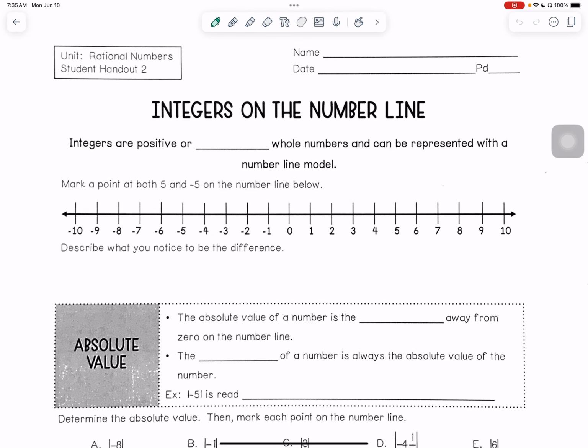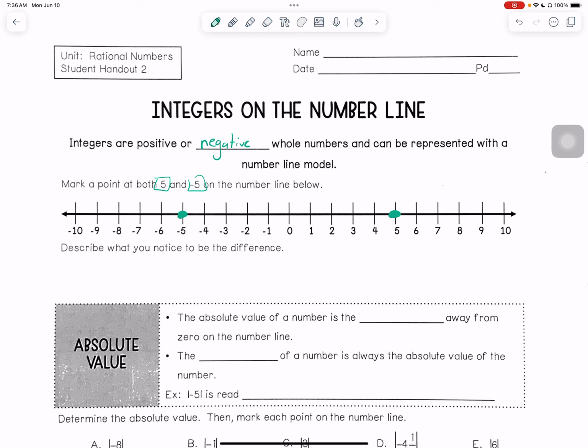Okay, today we're going to be talking about integers on the number line. One thing that's important to know is that integers are positive or negative whole numbers, and they can be represented with a number line model. So you can show integers on a number line. For this one below, it says to mark both 5 and -5 on the number line. So we have 5 here on the number line and -5 over here on the left side of 0, on the negative side of our number line.